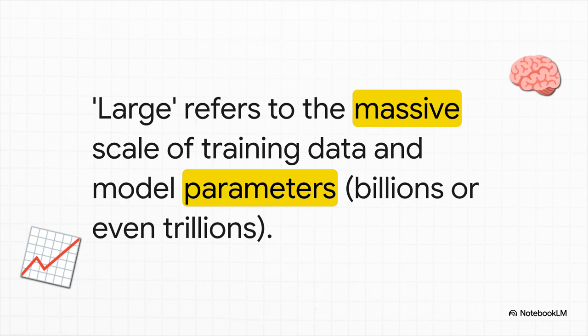But the other part is the model itself has billions, sometimes even trillions, of what are called parameters. Now, the easiest way to think about parameters is like little knobs or dials inside the AI's brain. Each one helps it figure out the connections between words, and the more knobs it has to turn, the more subtle and complex its understanding of language becomes.